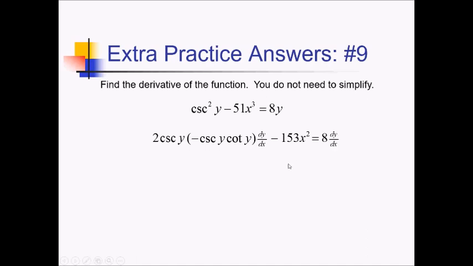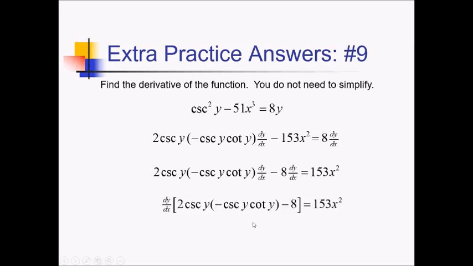Now at this point in the game, we're going to get all of the dy over dx's over to the left side, everything else over to the right side. So this 2 cosecant of y business here, all this first term can stay where it is. The 8 dy over dx, I've got to subtract that to get it over here. And let me add my 153x squared to get it to the other side. Now I can factor out a dy over dx on the left side, leaving me with 2 times all of this craziness, minus 8, inside the parentheses. And then finally, we can just divide by this big parentheses to get dy over dx by itself. So this ends up being our final answer.